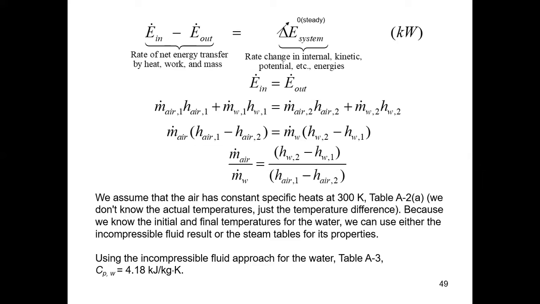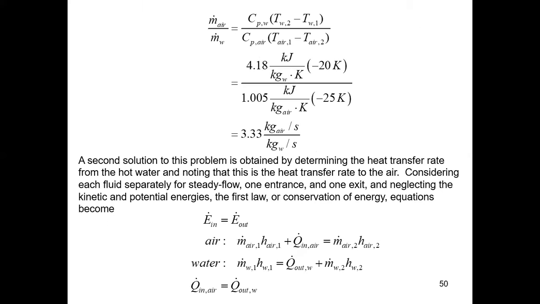So you have to look up in the steam table. We assume that air has a constant specific heat at 300 Kelvin, Table A, Appendix 2A. We don't know the actual temperatures, just the temperature difference. Because we know the initial and final temperatures for the water, we can use either the incompressible fluid result or steam tables for its properties. Using the incompressible fluid approach for water, Cp of water, since it is incompressible, constant specific heat at constant pressure is 4.18 kilojoule per kilogram Kelvin.